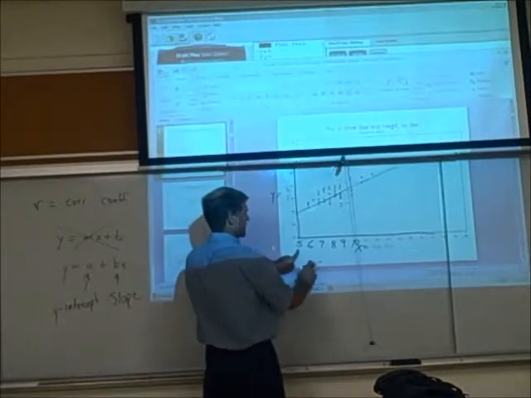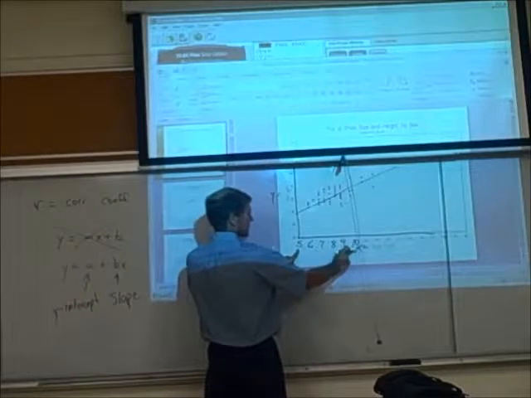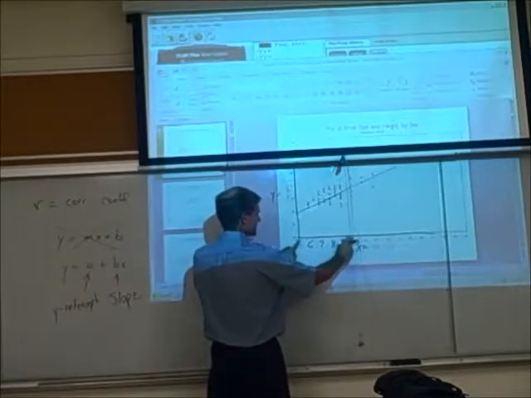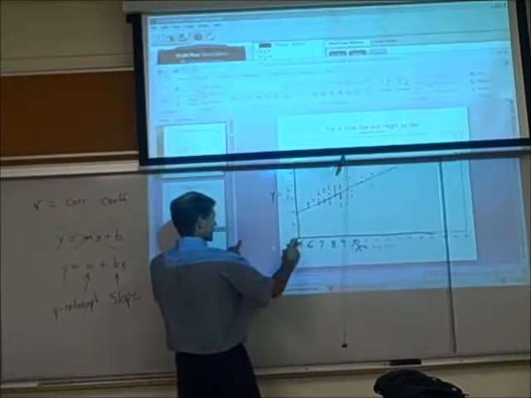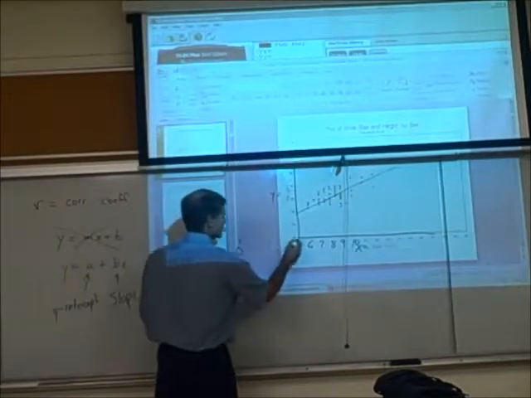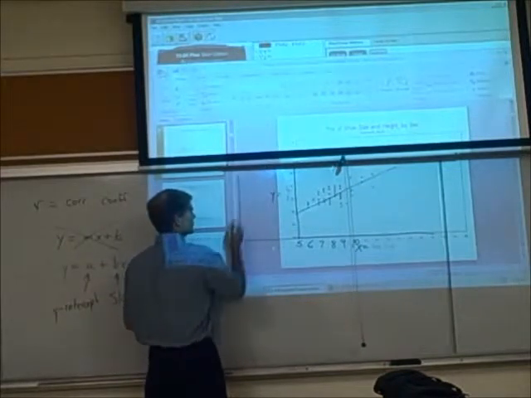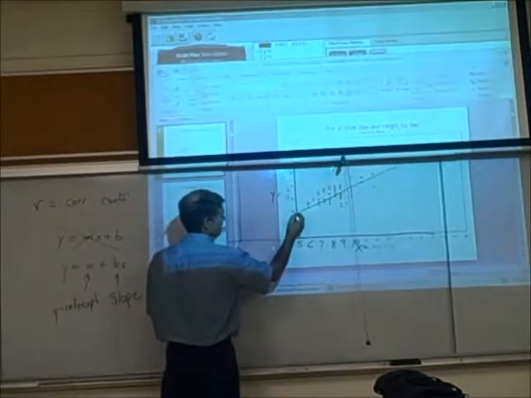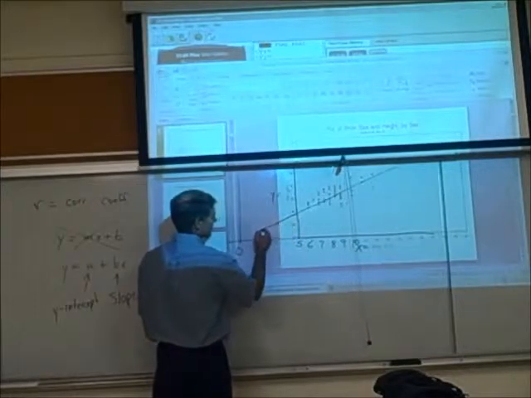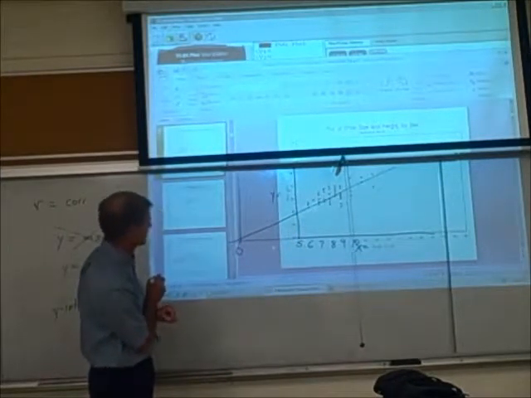So if this is 5 to 10, to get to 0, I need to go that distance back this way. So that's about right there. So I need to extend my line until it crosses the true y-axis. So here we go again, don't grade my artwork. About like that. Well, that worked out pretty nice.